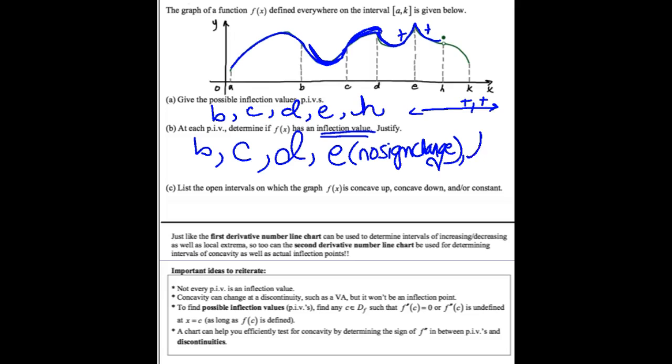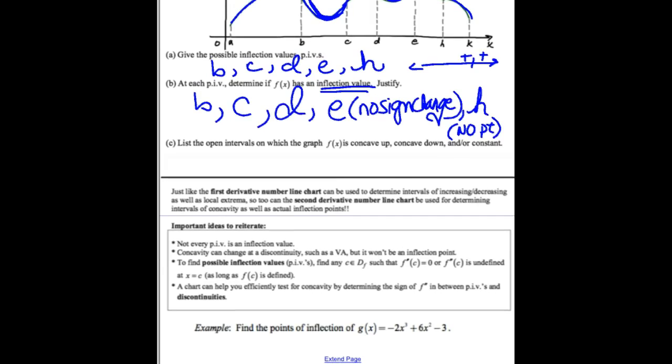And then at H, although I'm going from concave up to concave down, H was not defined there, so there's a hole. So I can't say that it's an inflection point when there's no point there. So that actually will never happen mathematically, but whatever, it's good to read it off the graph, I suppose.